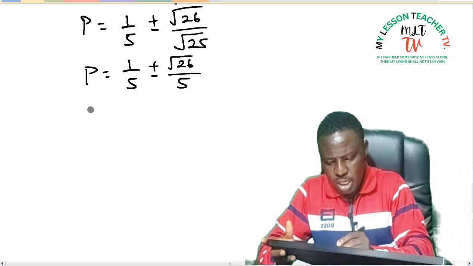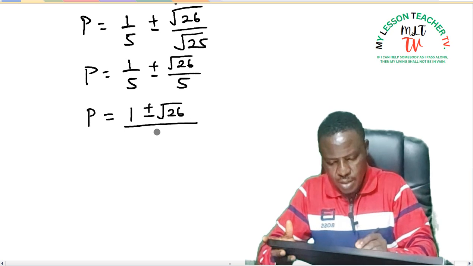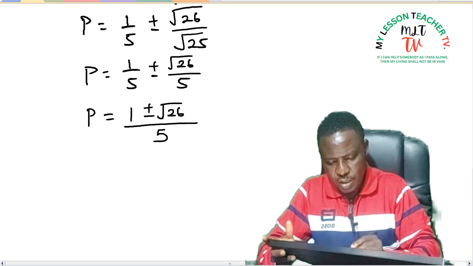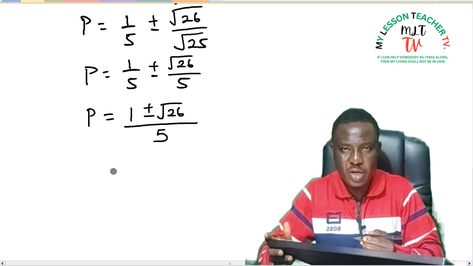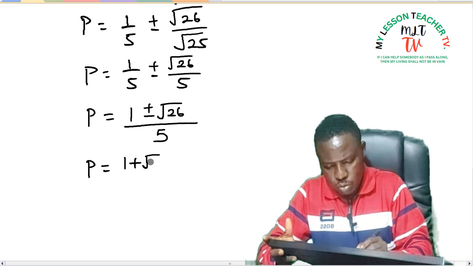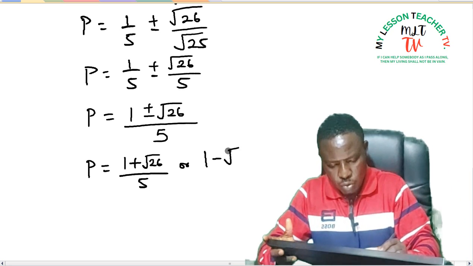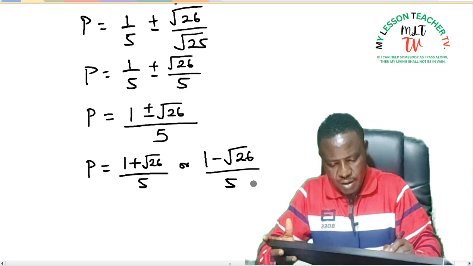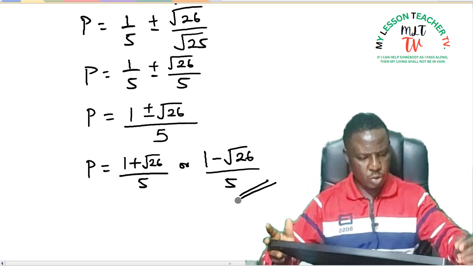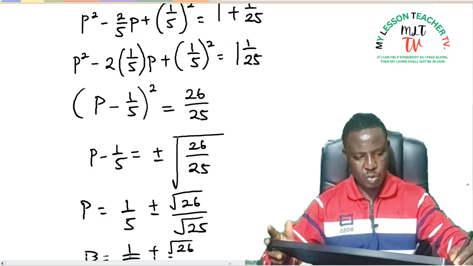Since the denominators are the same, you have p equal to 1 plus or minus root 26 divided by 5. Since root 26 is an irrational number, you then have p equal to 1 plus root 26 divided by 5, or 1 minus root 26 divided by 5. So this is the solution to the quadratic equation using the completing the square method.